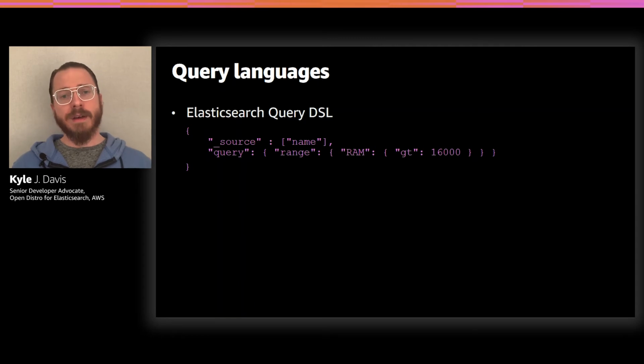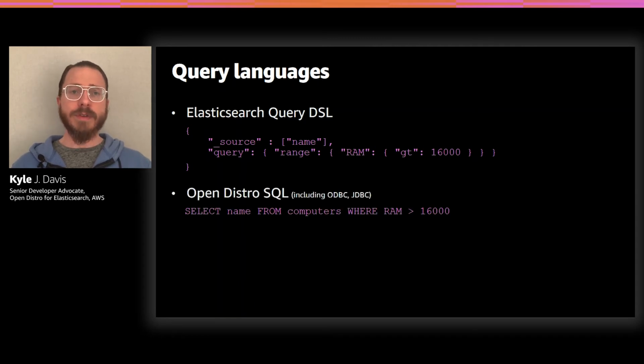So Open Distro has SQL, and you can use a very familiar SQL dialect. In this case, you're using select name from computers where RAM is greater than 16,000, which many of us have written thousands of times in our career. So it becomes very intuitive for us once we get that skill under our belt. And of course, we have ODBC and JDBC drivers, which enable you to connect to a variety of different software.